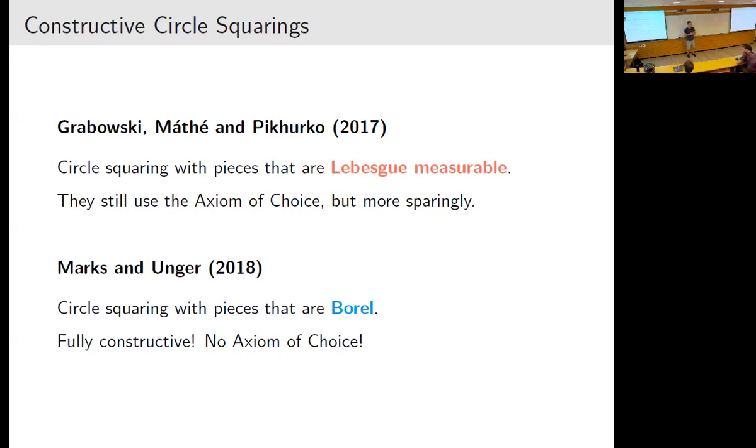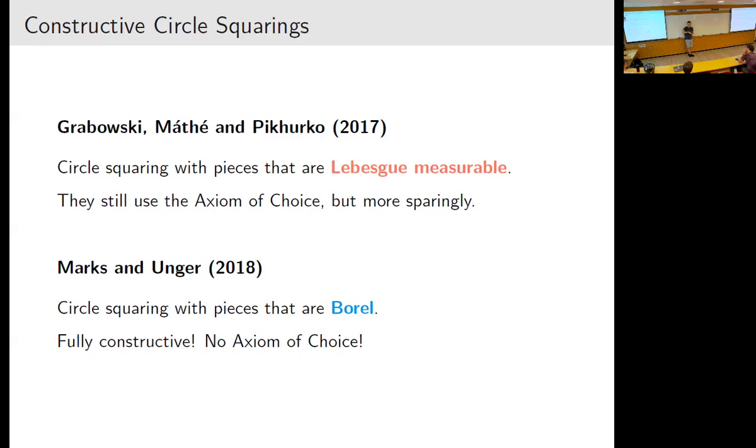Any other questions about that? Maybe I should say what I mean by fully constructive. This is a constructive proof: they construct their circle squaring using an algorithm. To a discrete mathematician, I'm not sure this will seem like an algorithm, but basically you have an infinite loop. You have some inputs, like a disk, a square, and some auxiliary open and closed sets, infinitely many of them. You do an infinite loop to construct the circle squaring.